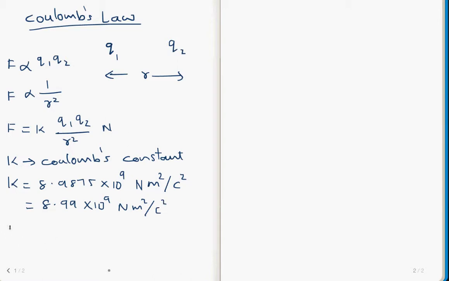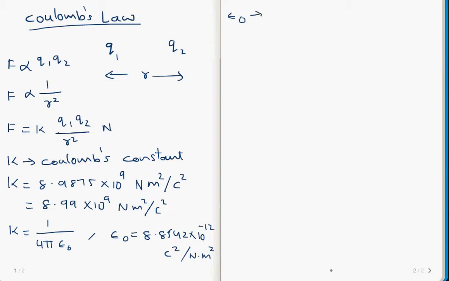Now, after experiments, K is found to be equal to 1 divided by 4 pi epsilon 0, where epsilon 0 has a value 8.8542 times 10 to the minus 12 coulomb squared per newton meter squared, where epsilon 0 is called the permittivity of free space.